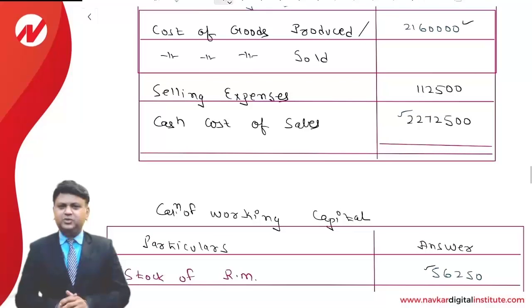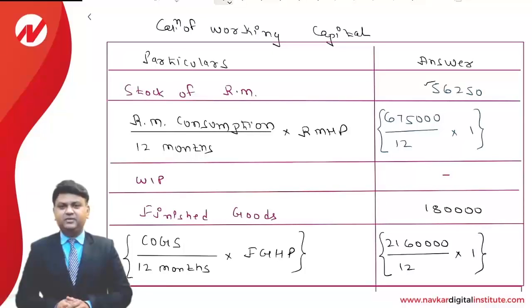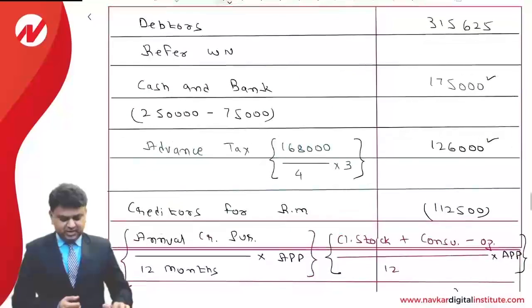So cost of goods produced and sold is the same 21,60,000. Adding selling expenses will give the cash cost of sales. Next is the statement of the working capital. In that, the stock of raw material is consumption divided by 12 into raw material holding period. Next is the WIP, finished goods, debtors, and for debtors we have to prepare an important clear working note.